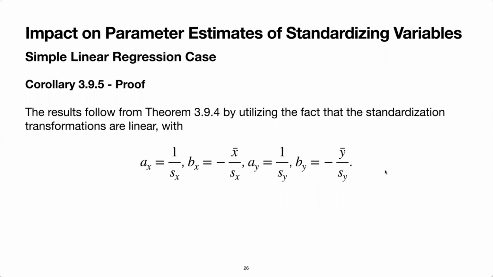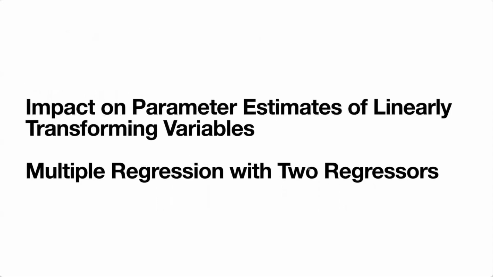So this is a good place to stop this lecture video. The next topic we're going to look at is applying the same kind of thing, looking at the impact on parameter estimates of linearly transforming variables in the case of multiple regression. And in particular, we're going to be focusing on multiple regression where we have 2 explanatory variables or regressors. And so we'll pick that up in the next lecture video.